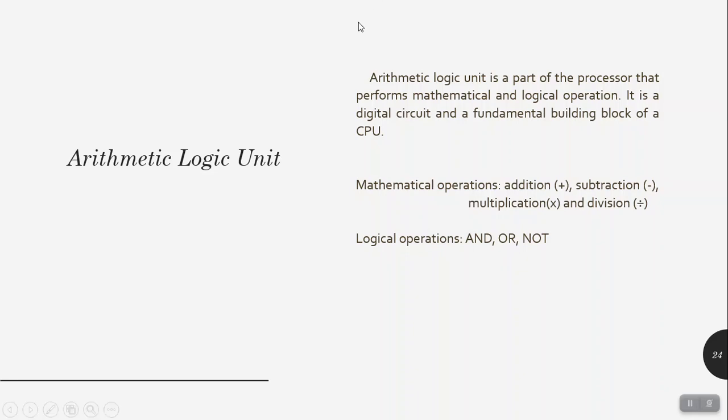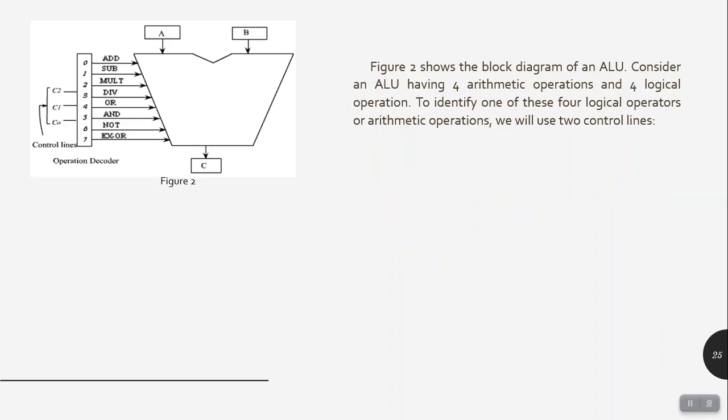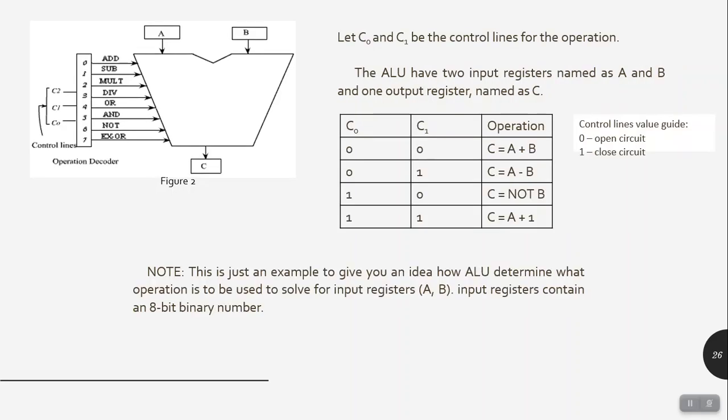Okay, so we will discuss more about it on our next slides. Here is the block diagram of an ALU. Consider an ALU having 4 arithmetic operations and 4 logical operations. To identify one of these 4 logical or arithmetic operations, we will use 2 control lines. This is just an example for you to understand how an ALU works. Let's say we have 2 control lines, C sub 0 and C sub 1. These control lines will determine which operation is to be used for the input registers A and B.